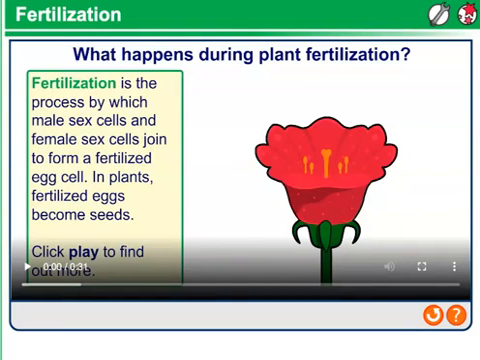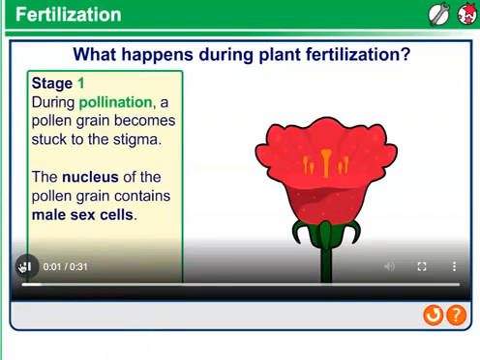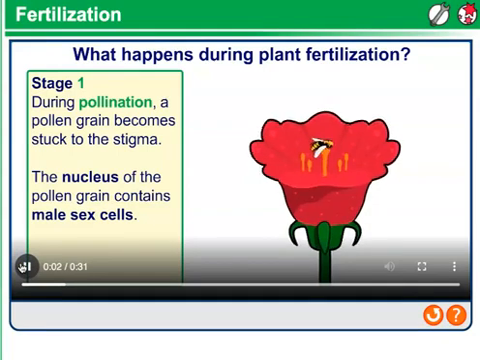Fertilization. What happens during plant fertilization? Fertilization is the process by which male sex cells and female sex cells join together to form a fertilized egg cell. In plants, fertilized eggs become seeds. In stage 1, during pollination, a pollen grain becomes stuck to the stigma. The nucleus of the pollen grain contains male sex cells.